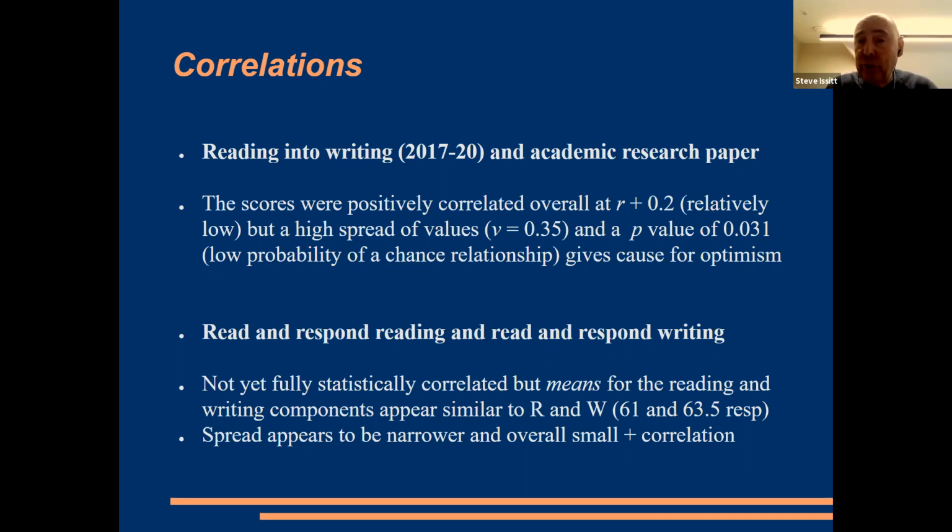The read and response writing components, we've not yet fully statistically correlated, but the means are 61 and 63.5 respectively. The spread appears to be narrow, and overall there appears to be a small positive correlation. So in other words, the two evolved tests seem to be very similar in what they're assessing, and there does appear to be a positive correlation. Obviously, I'd like it to be up to 0.8. Then that'd be great, but unfortunately, we're not there yet.